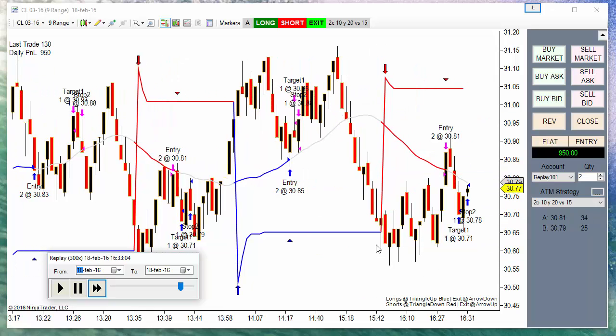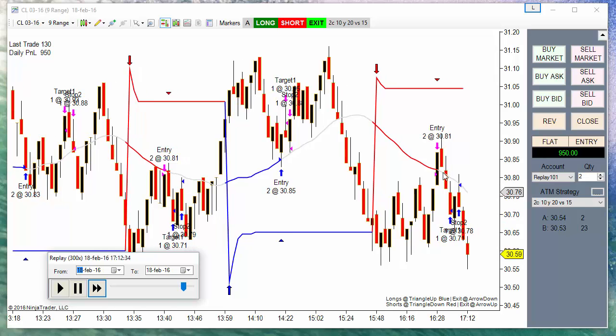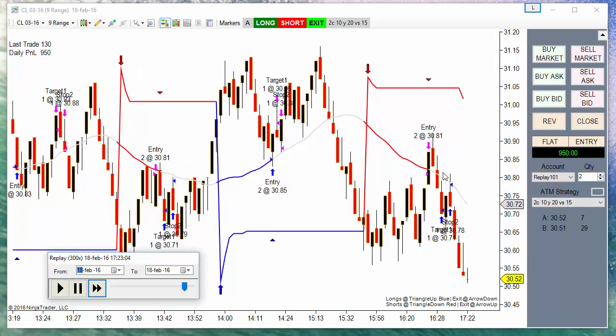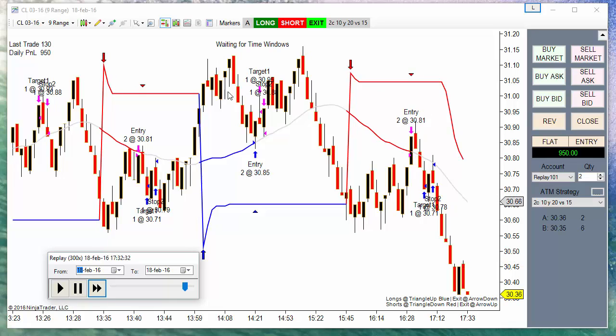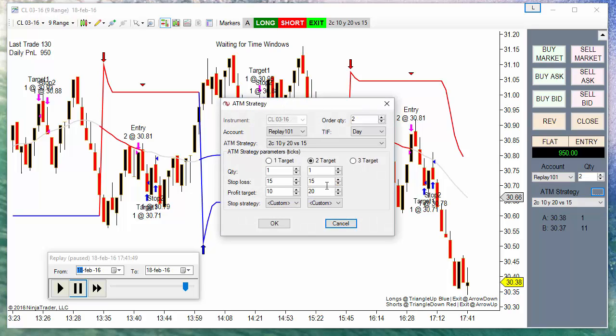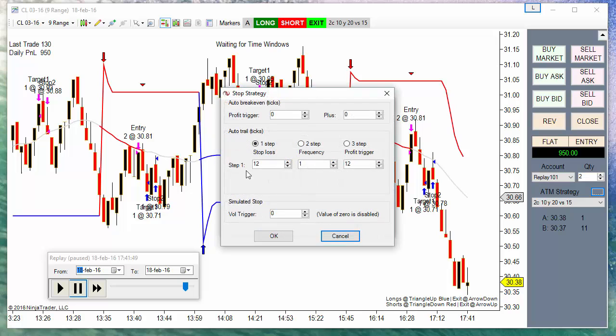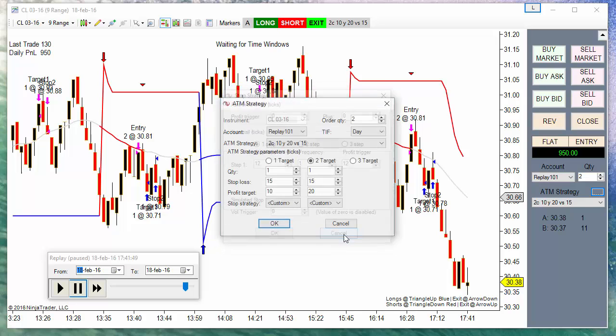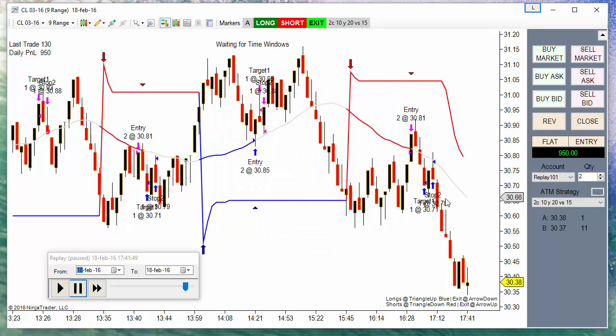Order. And this is the end of the day. As we can see on the ATM, I am using 2 contracts with a 12 ticks trailing stop.